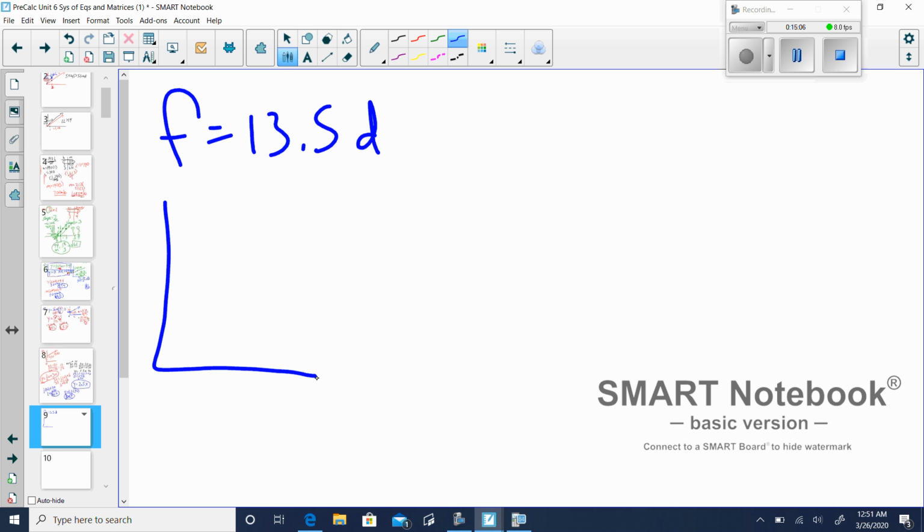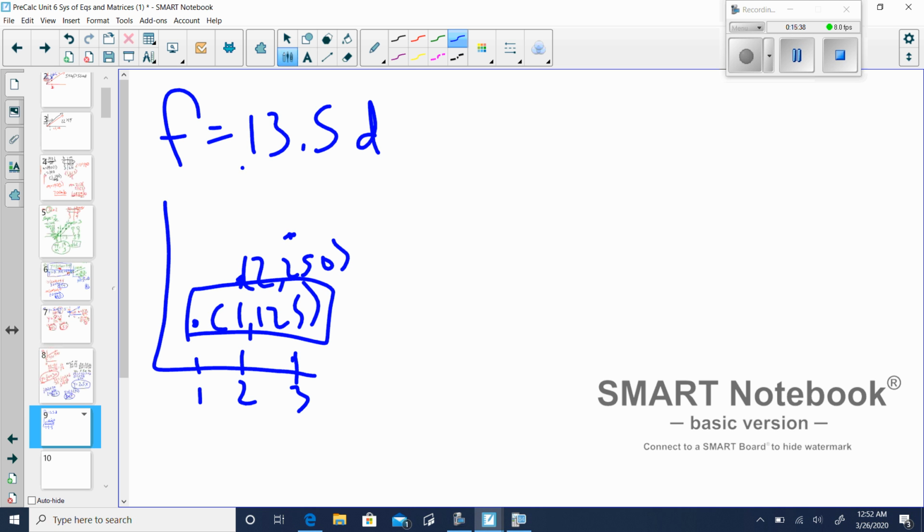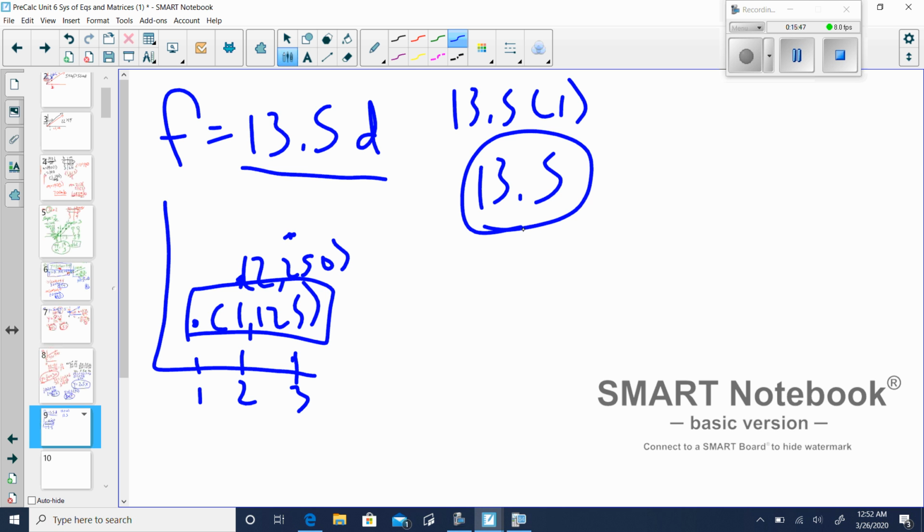And look at this, guys. This is not continuous. This is discrete. So discrete means we have our dots, which represent x, y coordinate pairs, but our dots are not connected. Okay, so we have 1, 125, 2, 250, etc., etc. You can look there on page 390. Well, I have 1, 125, 13.5d. What if I put in 1 for d? Well, 13.5 times 1 is 13.5.